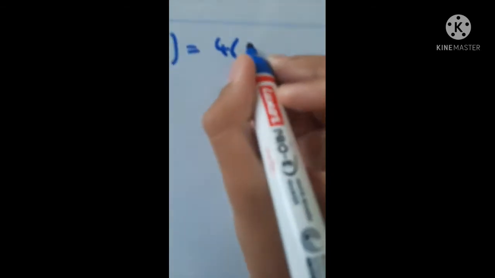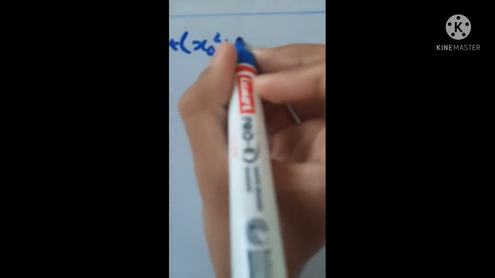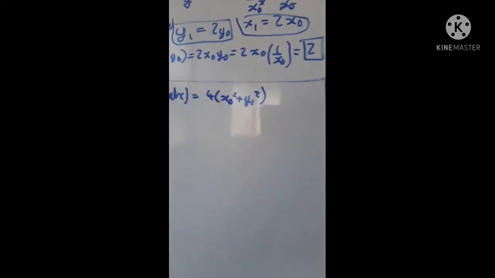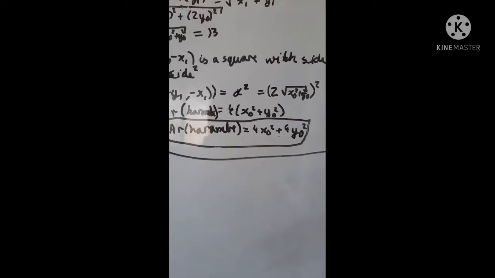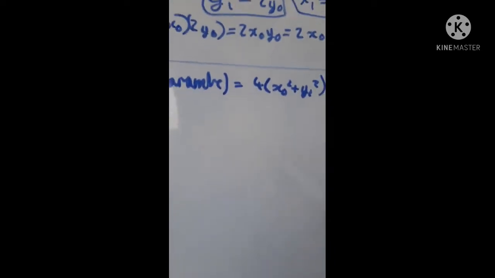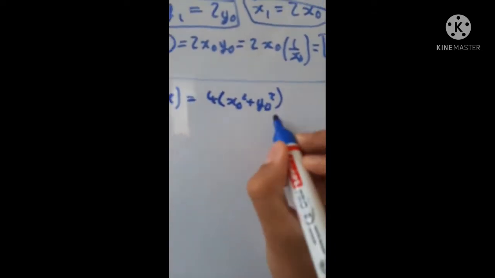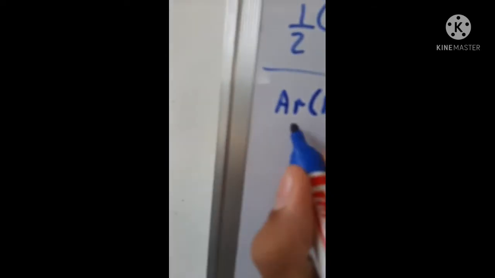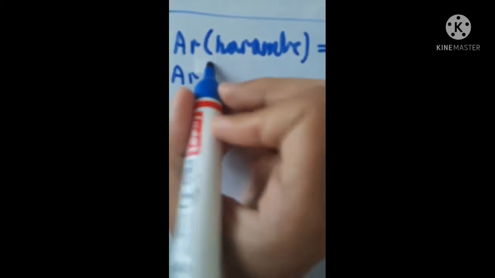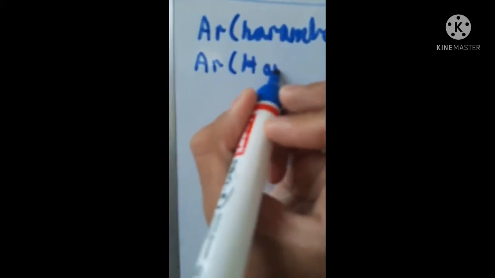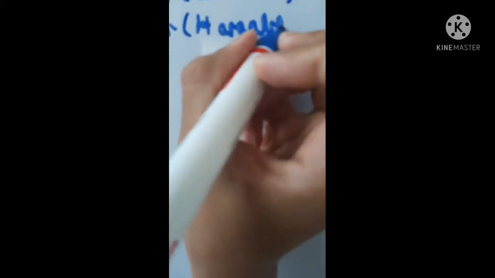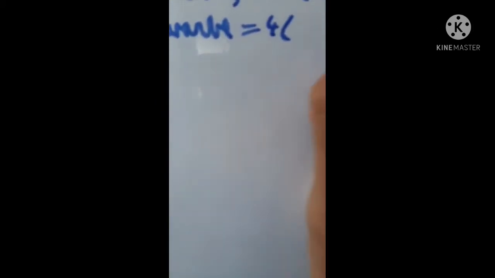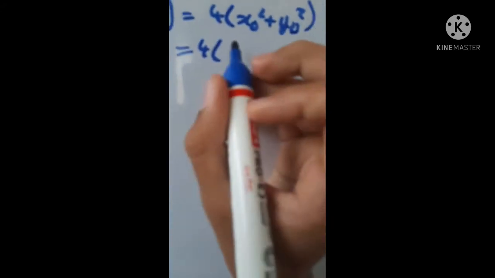4 times x naught squared plus y naught squared, right? This we derived in the last video. I'll link it down in the description. So okay, this is y naught, because why not? I have to stop with that joke.